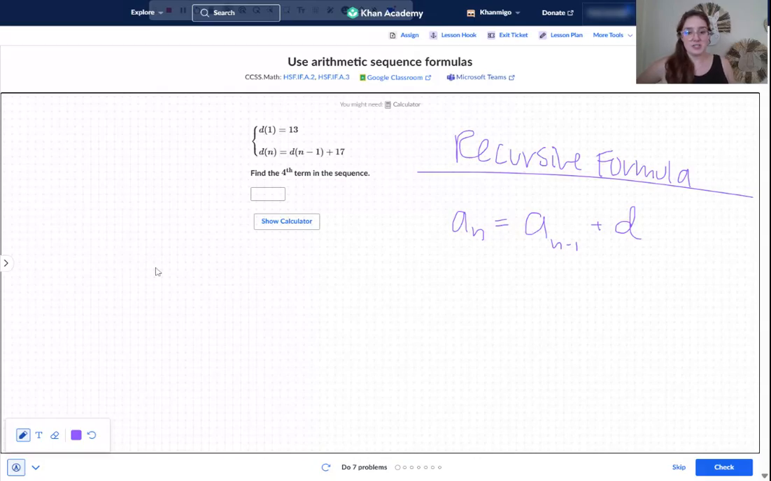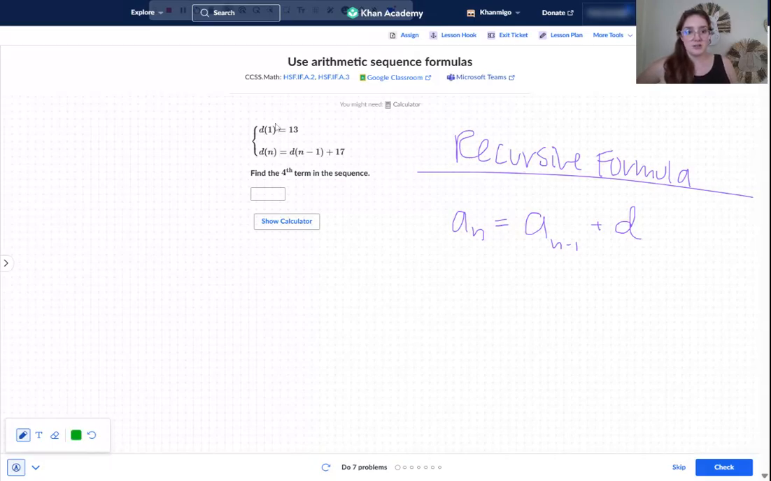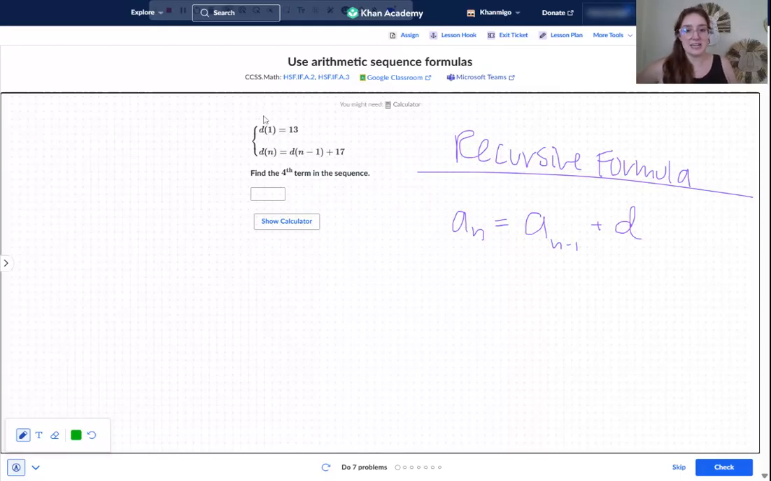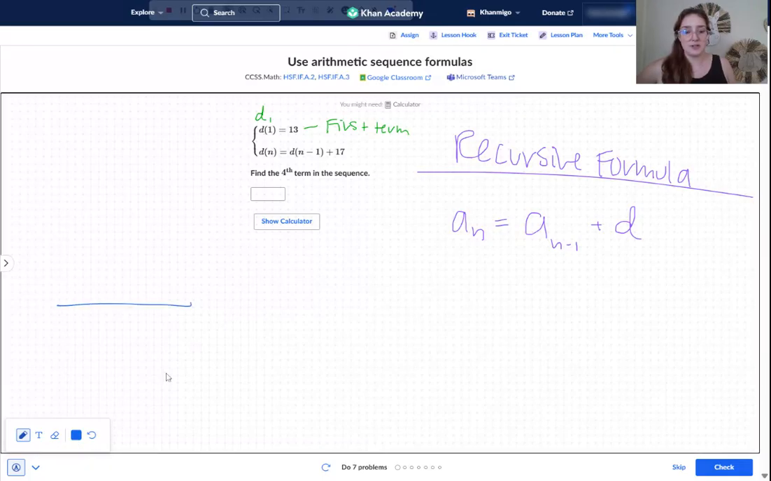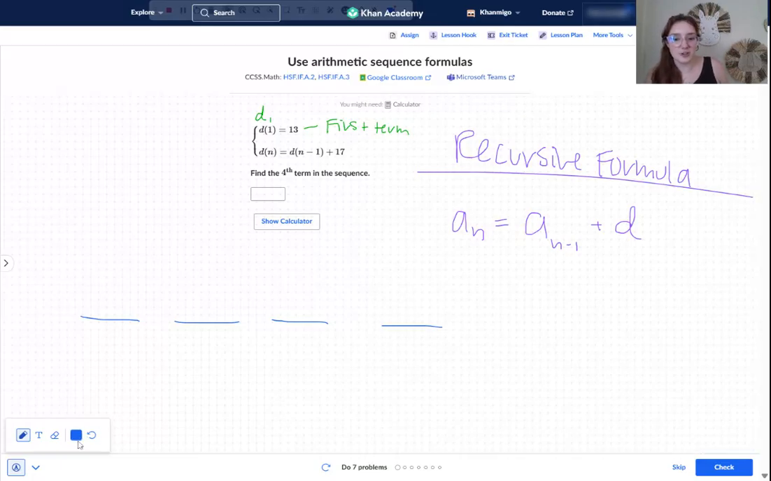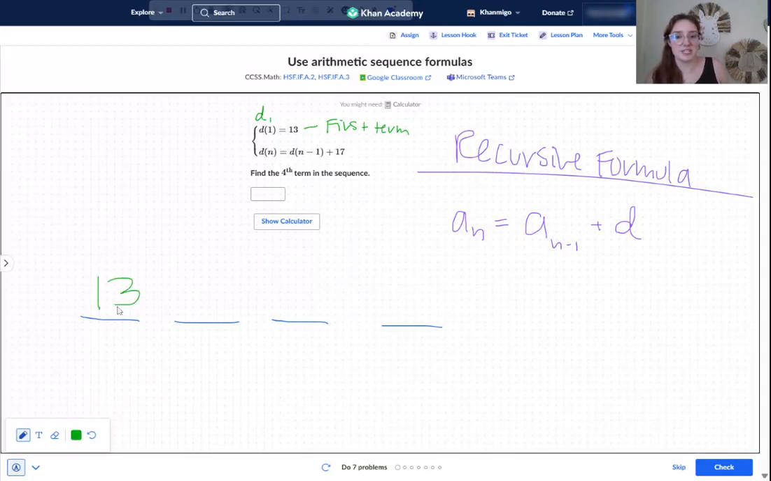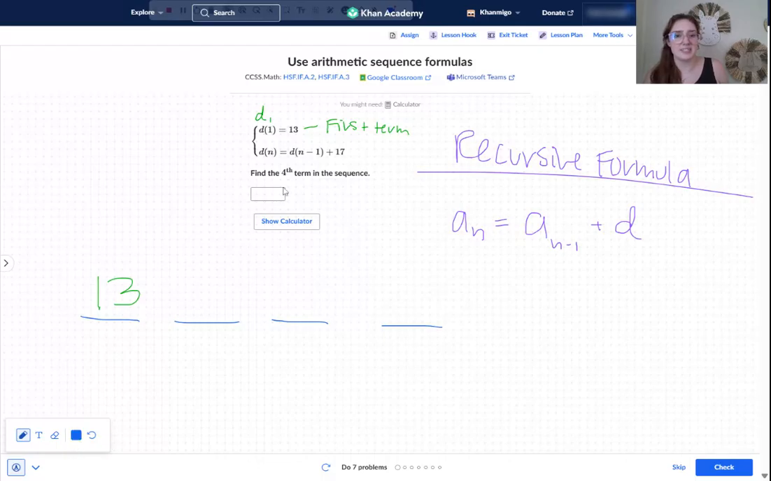So all of this notation is kind of strange. D, this is supposed to be a subscript, so I guess they had trouble with Khan Academy making a subscript. So this is D sub 1, A sub 1, doesn't matter. This is basically the first term in our sequence, the very first term. So if we're writing this out, we've got 1, 2, 3, 4. If we want to find 4 terms, the very first term, already they're giving us some information, it's going to be 13.